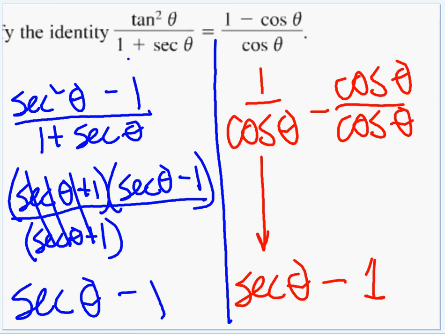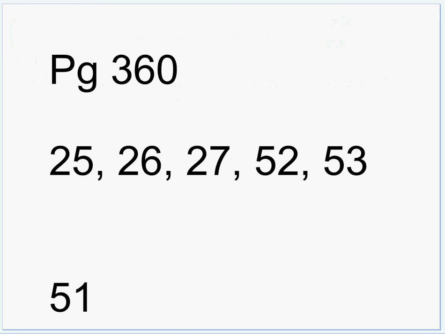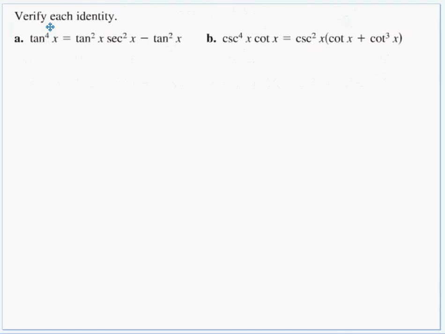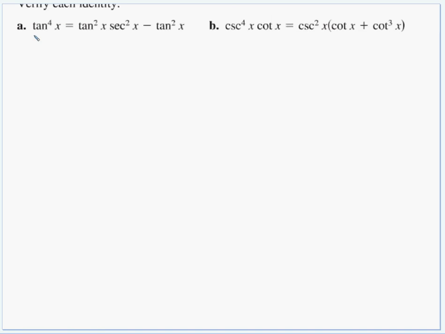Okay, now I think this is the last example. Yes, two examples from calculus. It says verify this identity. Now, we've got some higher powers here. Tan to the fourth is on the left. That is the simpler side. So we're going to work on the right side until it looks like tan to the fourth.